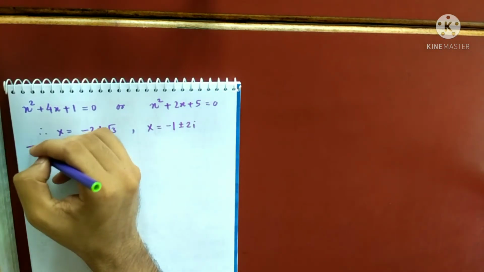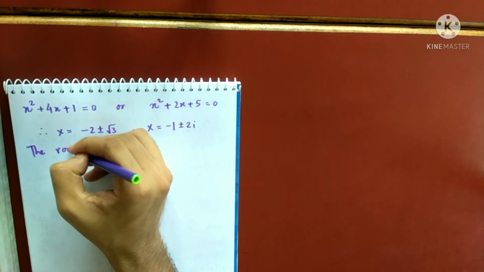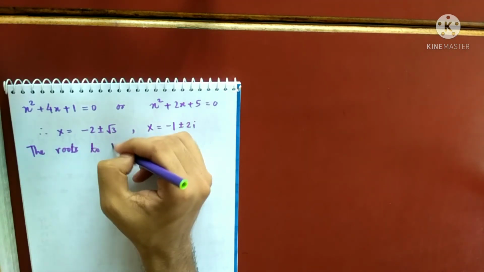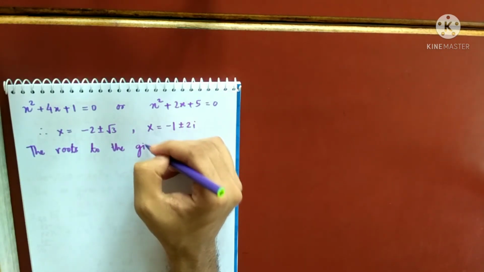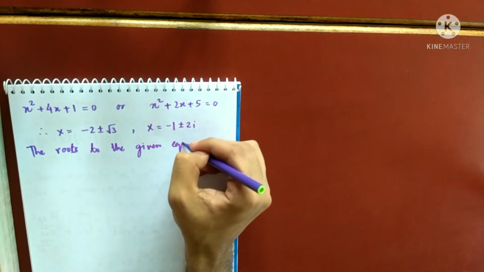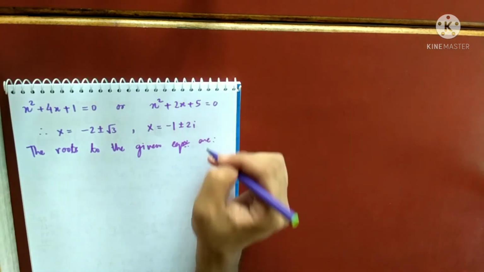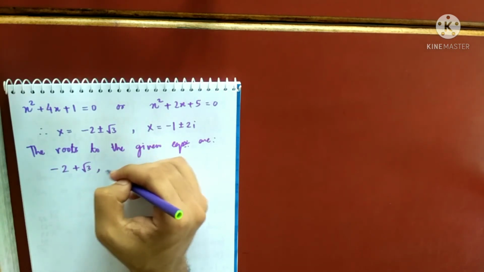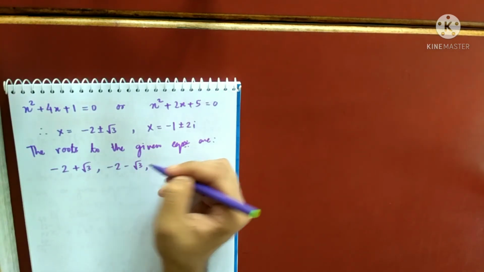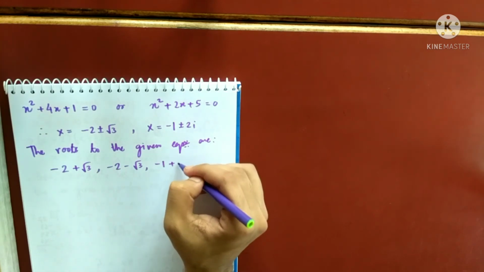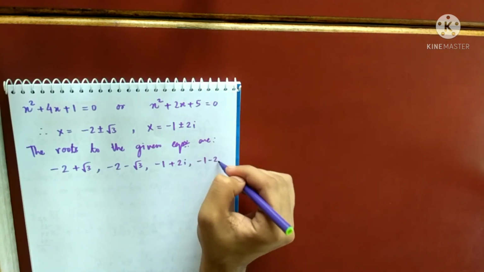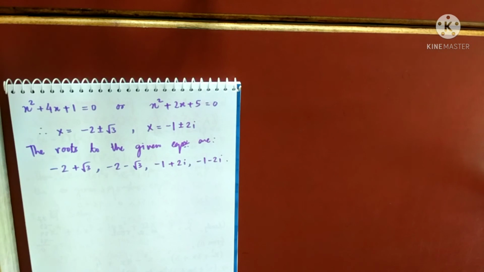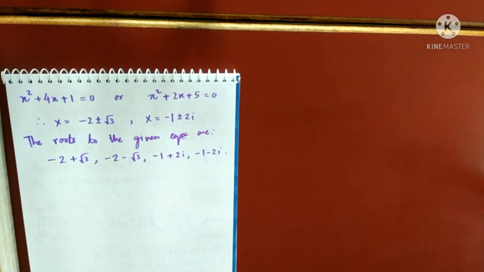So the roots to the given equation are minus 2 plus root 3, minus 2 minus root 3, minus 1 plus 2i, minus 1 minus 2i. So these are the roots to the given equation. 2 real roots and 2 complex roots.